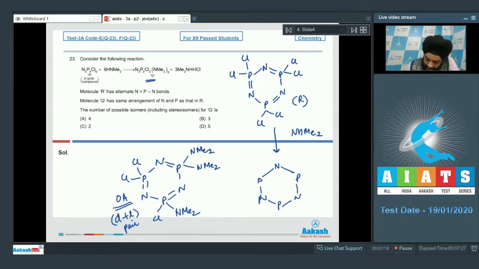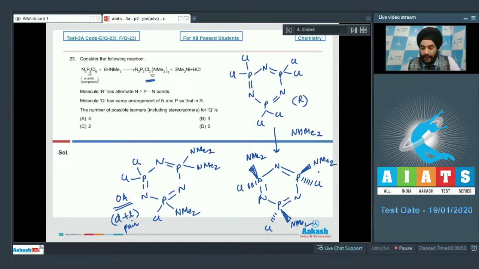So we can have another case in which there is a substitution at the 1, 3 and the 5 position. Okay, so we can have the case in which all the NMe2 groups are cis with respect to each other. Or we can have another case in which only one of them is trans with respect to the others. Okay, so we can have another structure.